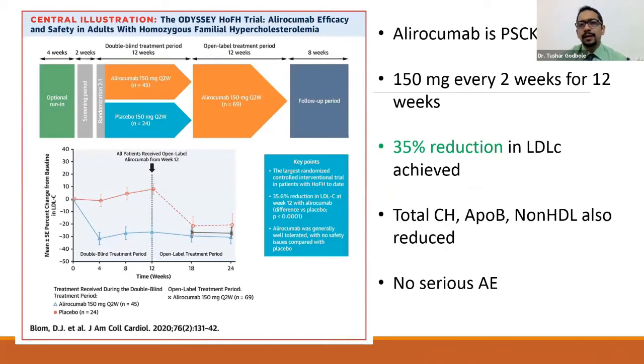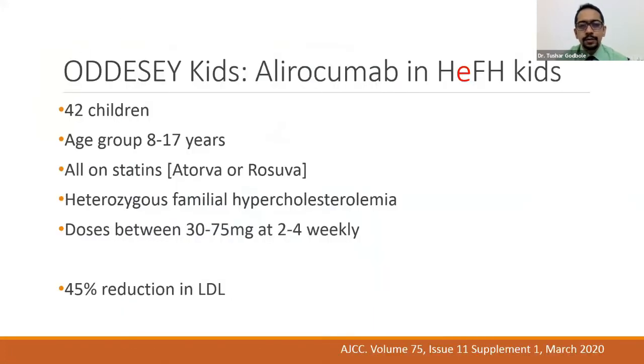One more molecule is alirocumab, which prevents the degradation of the LDL receptor, thereby making the LDL receptor recycled and available again to take up the LDL, reducing the LDL concentration by 35%. There is only one published study of alirocumab in familial hypercholesterolemia in children, and it was a small cohort of 42 children, and they could achieve a 45% reduction in LDL safely without any major side effects.